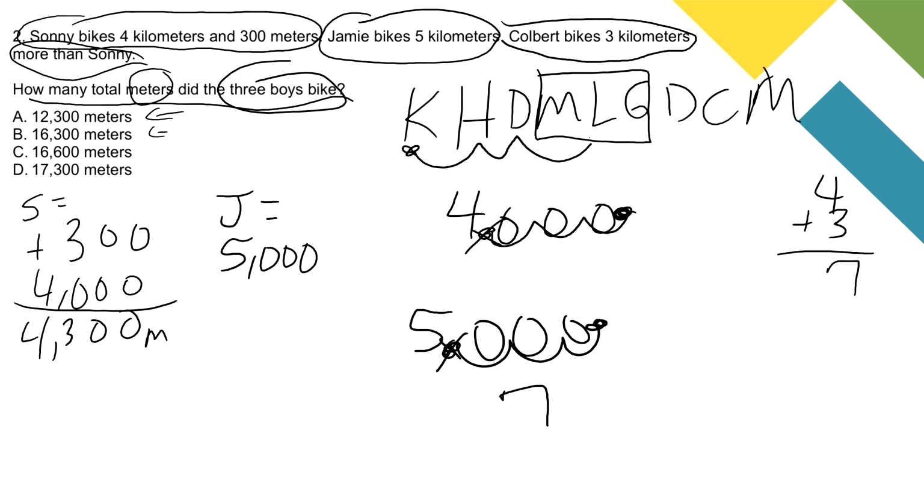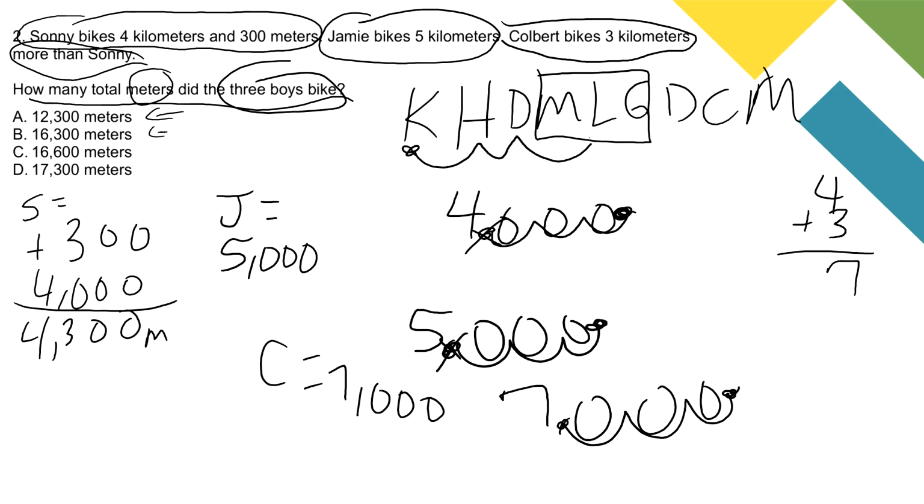So we're still using the same letters. So I put my 7. My decimal point is at the back. 1, 2, 3. And drop my 3 zeros. And now I know that Colbert has 7,000. And be sure to read your question again because you need to answer their question.